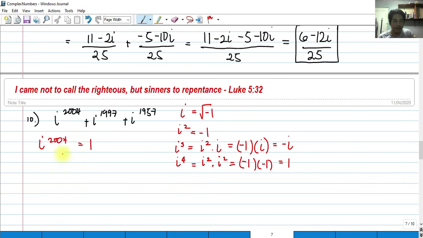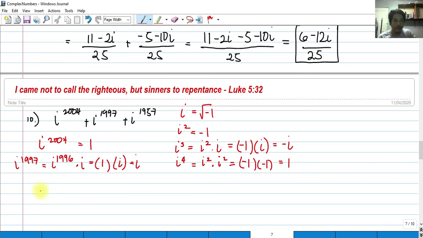How about 1997? I really think that i raised to 1997 is not divisible by 4. So I have to find the nearest number divisible by 4. So i raised to 1997 is equal to i raised to 1996 times i. And I know that 1996 is divisible by 4, so I can replace it simply by 1 and multiplied by i. So this is simply equal to i. This second term is equal to i.